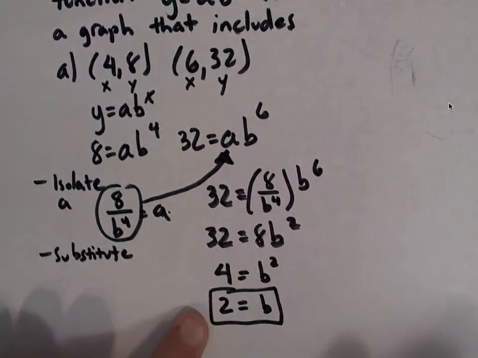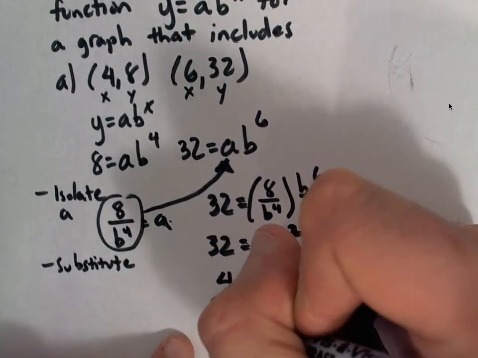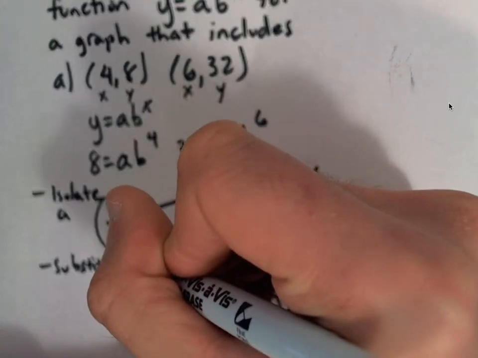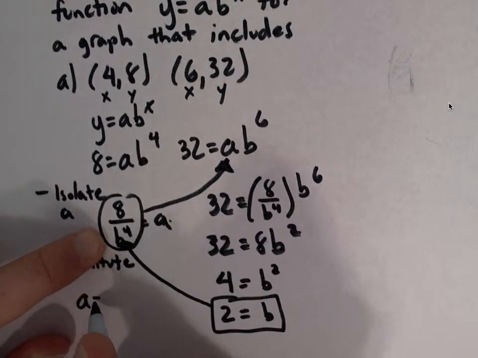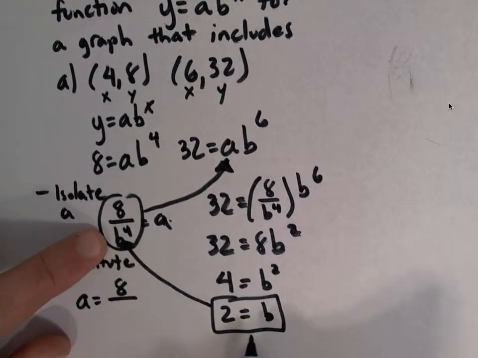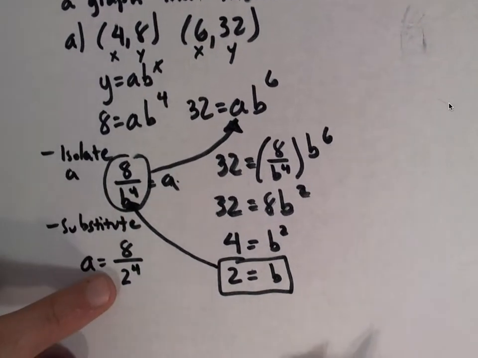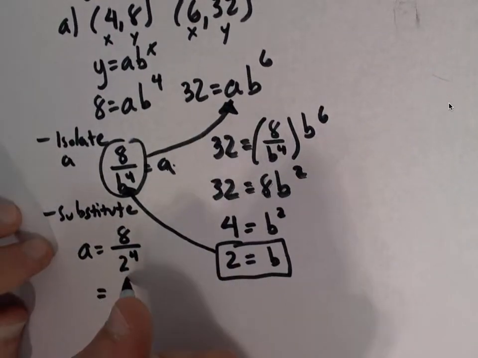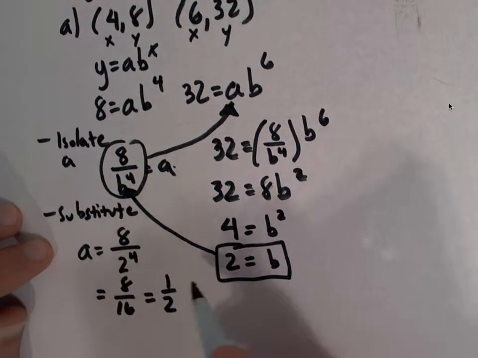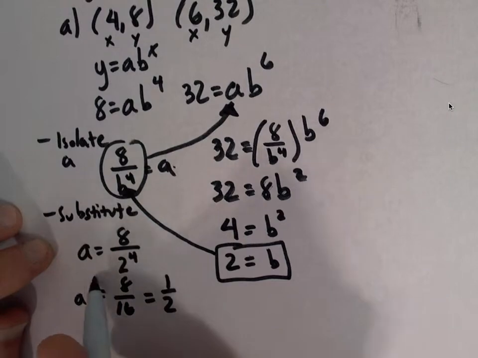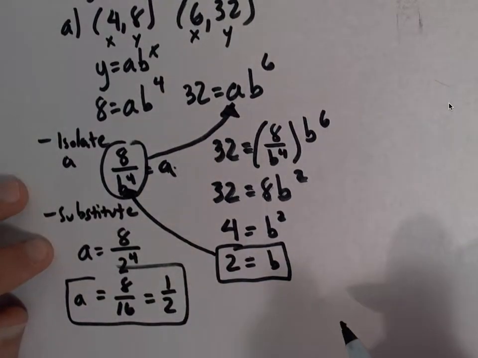All right, now I'm going to go ahead and plug it back in. Let's go back to our original equation where we solved for a. Let's plug that in. So a equals 8 over b to the fourth, which is 2 to the fourth. What is 2 to the fourth? That's 16. So 8 over 16, or a equals 1 half. All right, so now let's put that all together.